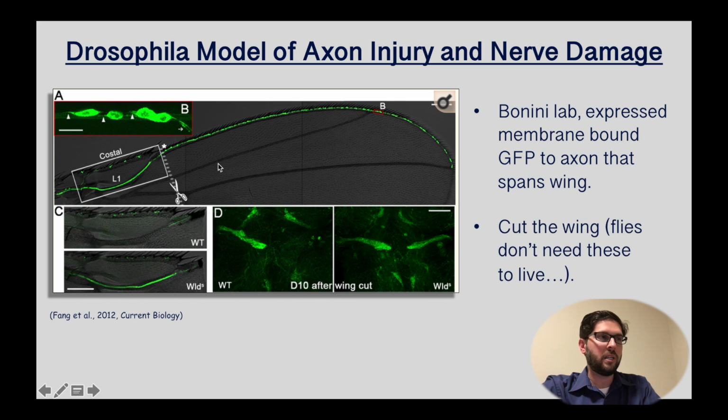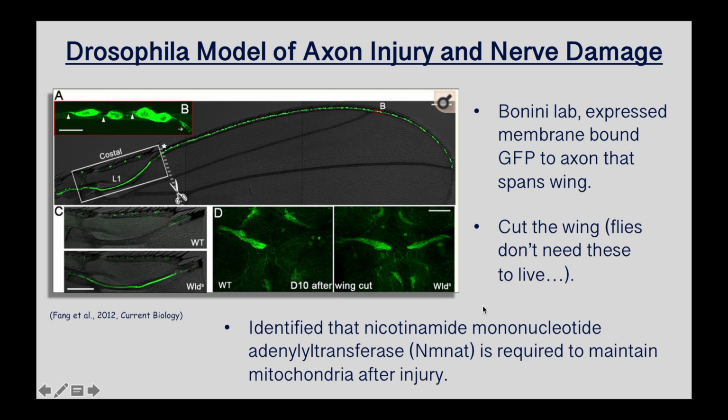And what the Bonini lab did was simply take scissors and cut the fly wing. Flies don't need these to live. And by cutting the fly wing, you're also cutting that axon. And then they were able to screen this phenotype looking for drugs that could modify this effect. And they identified the nicotinamide mononucleotide adenyltransferase, NMAT, that they suggested is required to maintain mitochondria after this particular injury.